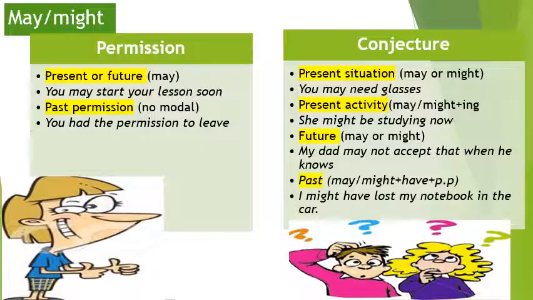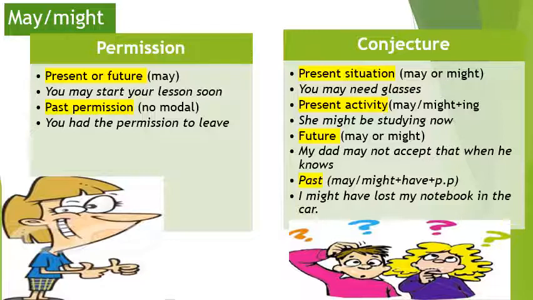As to future conjecture, again, you are using either may or might. My dad may not accept that when he knows. You notice that you didn't make that much change or that much difference from the first conjecture, which is the present situation. My only difference is the time expression that I inserted to indicate that this conjecture is about future.